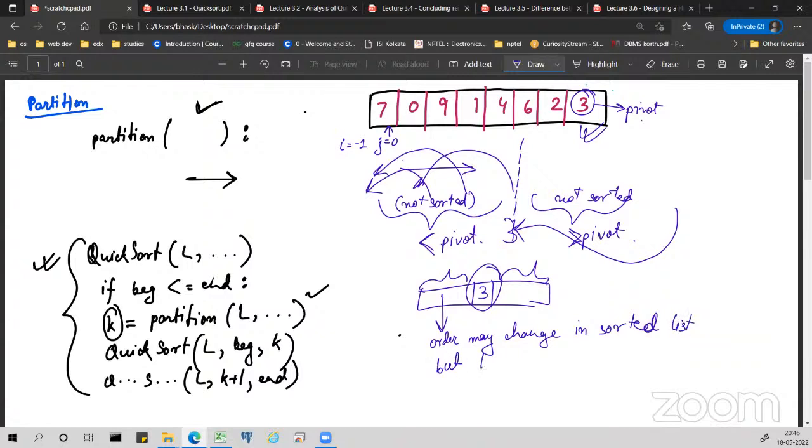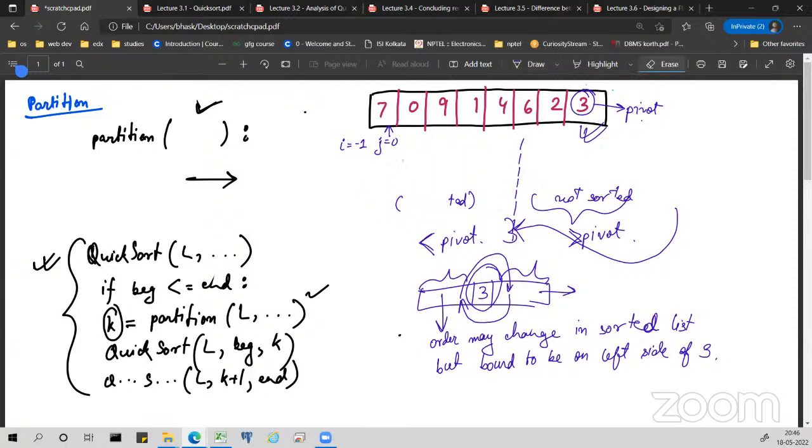but the elements are bound to be on the left side of 3. And same for here. Only the order may change in the sorted list, but they are bound to be on the right side of 3. After the partition for 3 is over, I would not copy any element from here to here or here to here. That is not done. So the partition algorithm guarantees you that. So this was the overall idea. Now let's have a quick dry run.